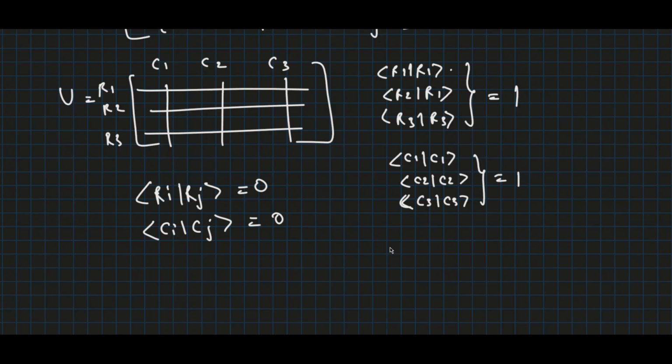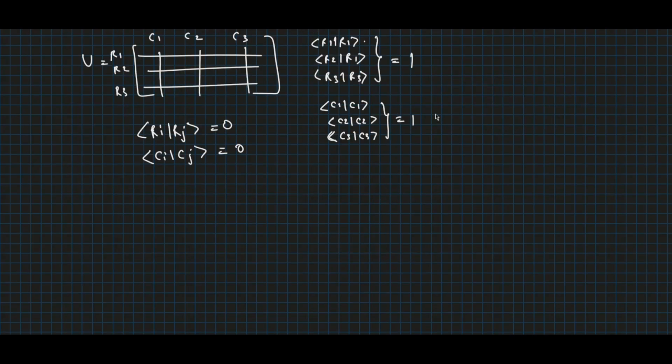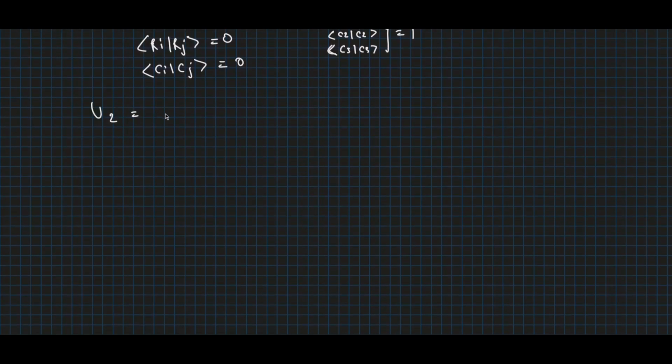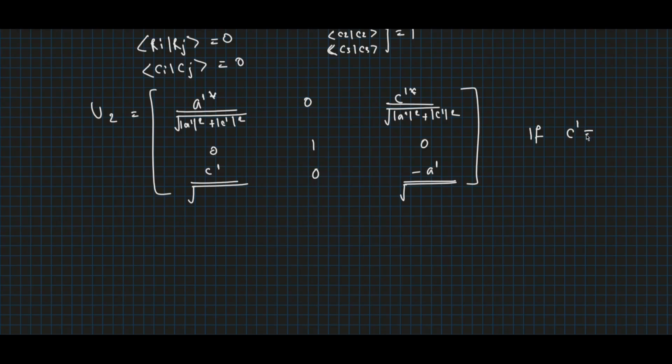From this condition, we can say that for the matrix U1 into U, this column is also orthonormal, which implies root under A dash square plus C dash square would be equal to 1. Now keeping this in mind, we can move to the next step where we take U2 equal to A dash star divided by root under A dash square plus C dash square, 0, C dash star divided by root under A dash square plus C dash square, 0, 1, 0, C dash again divided by root under this same term, 0, minus A dash again divided by root under this same term. This is the value of U2 only if C dash is not equal to 0.